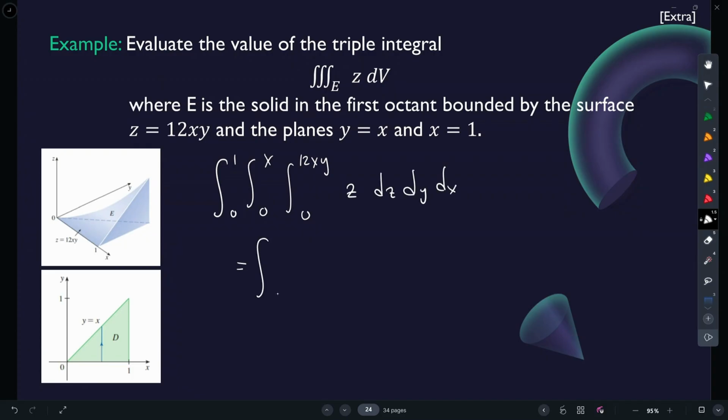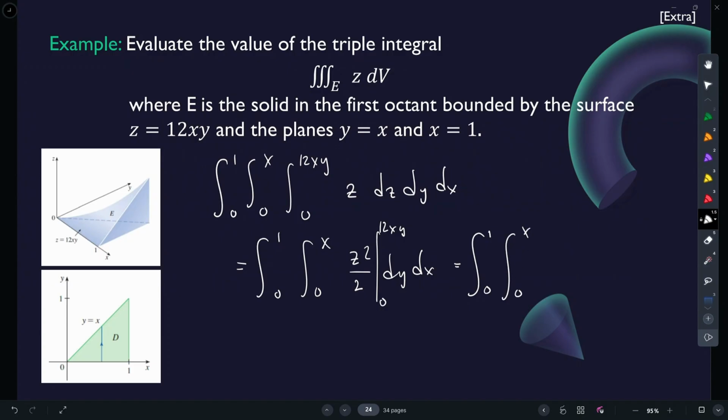So I just do it in order. With respect to z, this is z squared divided by 2, dy, dx. I have to integrate between 12xy and 0. This is 0 to 1, 0 to x, and that will be 12 squared x squared y squared divided by 2 minus the value at 0, which is 0, so this is just dy dx over there.